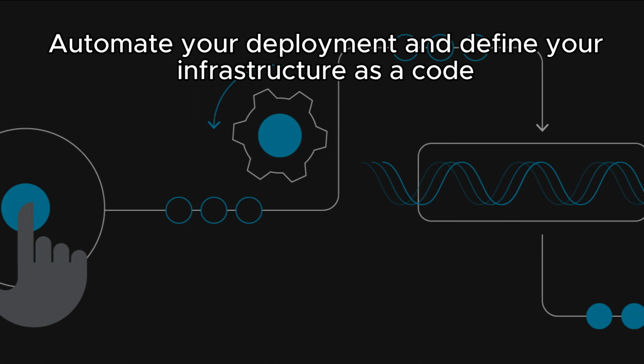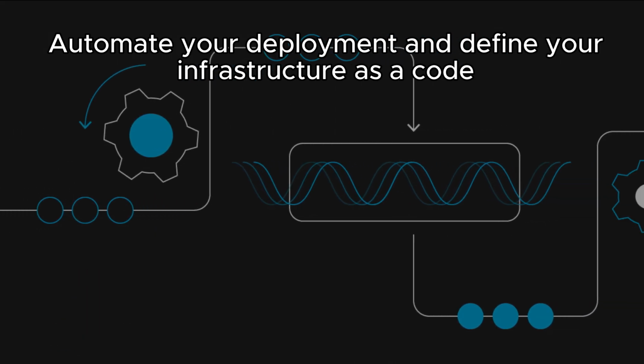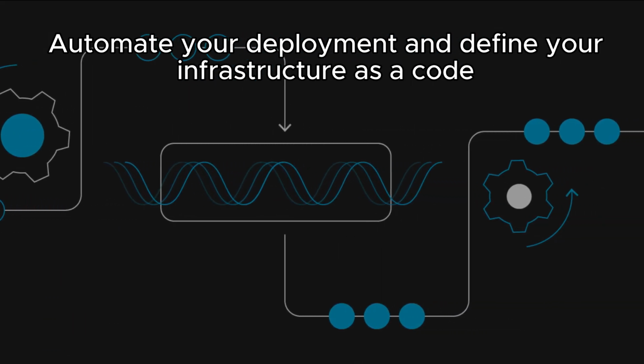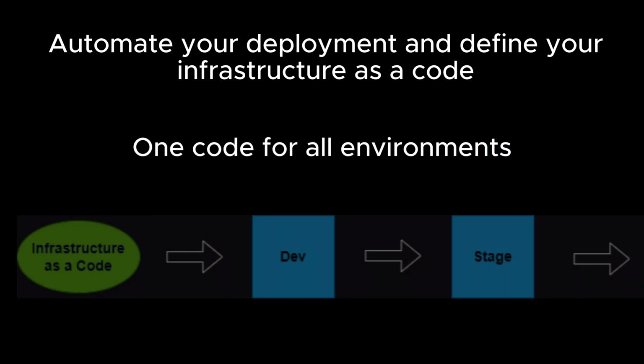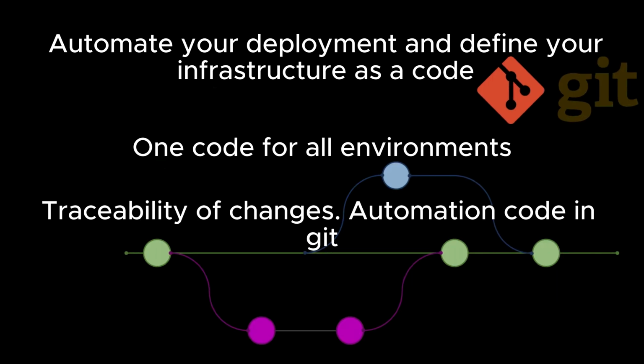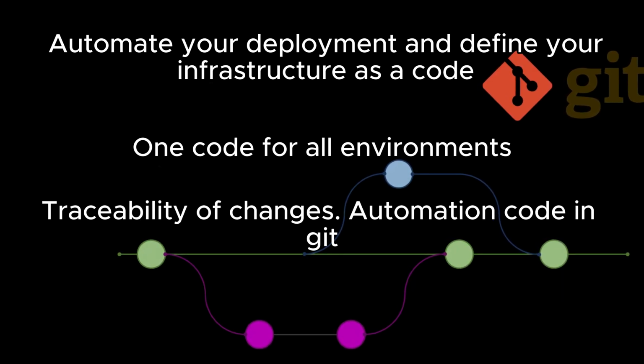Automate your deployment and define your infrastructure as a code. Not automating repetitive tasks can lead to slower delivery times and increased chances of human error. Have one code for all environments. Make the changes traceable. Store your automation code in Git.